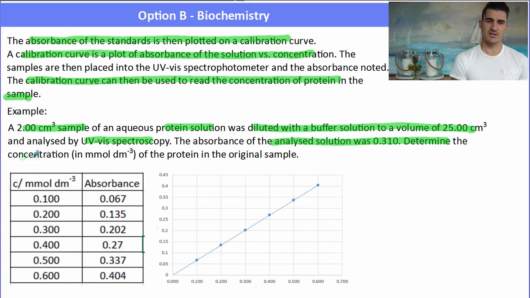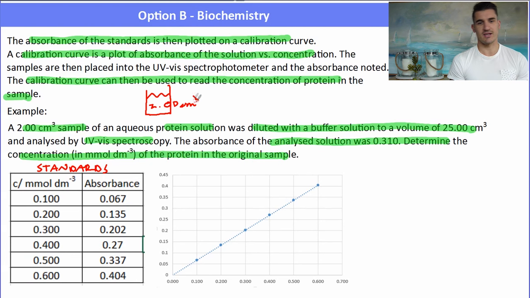So here's an example. A 2 centimeter cubed sample of a protein was diluted with a buffer to 25 centimeters cubed and then analysed. The absorbance of the analysed solution was 0.310. Determine the concentration of the protein in this original sample. Now in this one, they've done a dilution. So we need to account for that dilution.